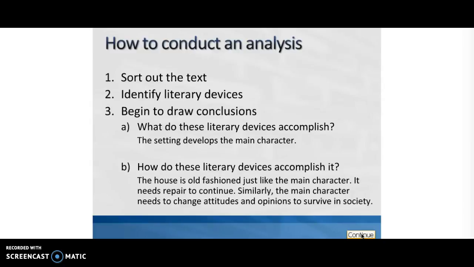That might be the first question that I ask. Well, it develops Emily's character. So the next question that I ask, well, how does it develop her character? This is the core question that you're asking in literary analysis, the how. Well, how does the house reflect Emily's character? It has the same characteristics she does.